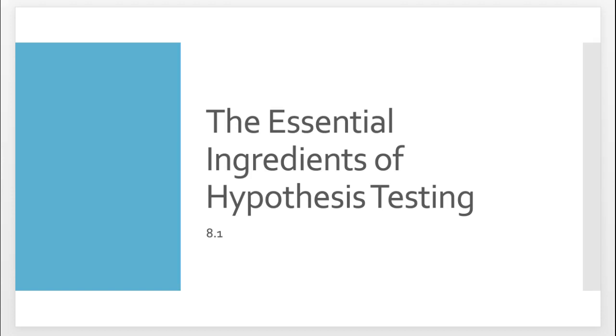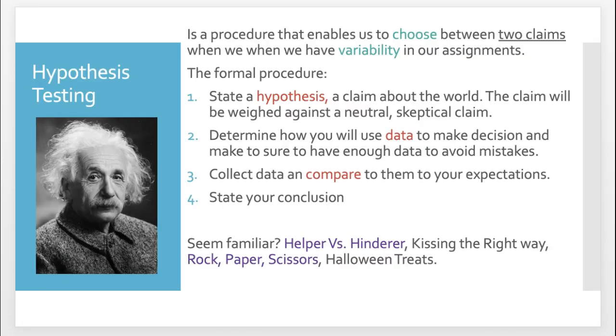As a general outline, hypothesis testing follows the formal scientific method. It's nothing new that's unique to statistics. It's something that we see in every field of science, and one that Albert Einstein, we can believe, used in his methods. But for hypothesis testing, we're just saying it's a procedure that enables us to choose between two claims when we have variability in our assignments.